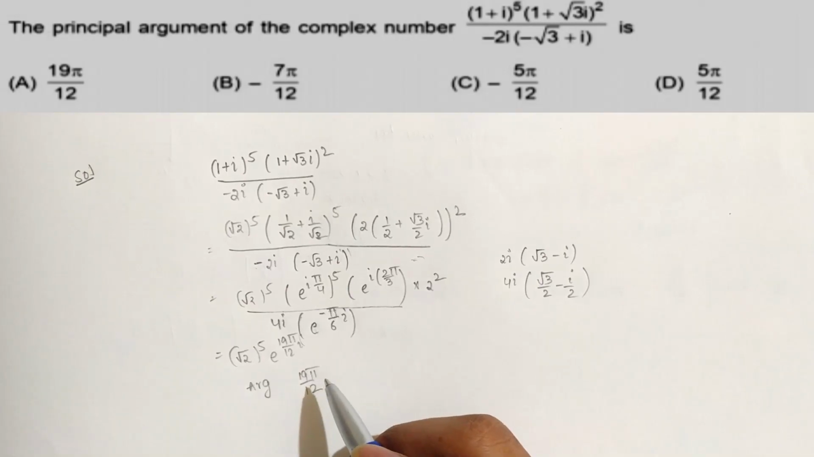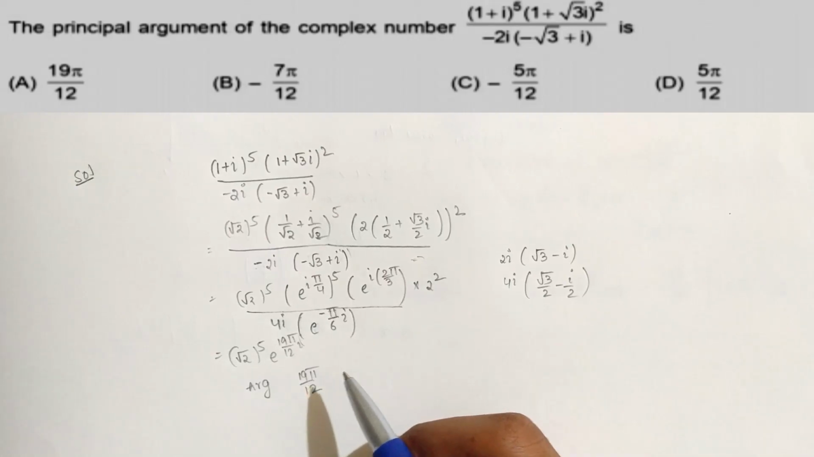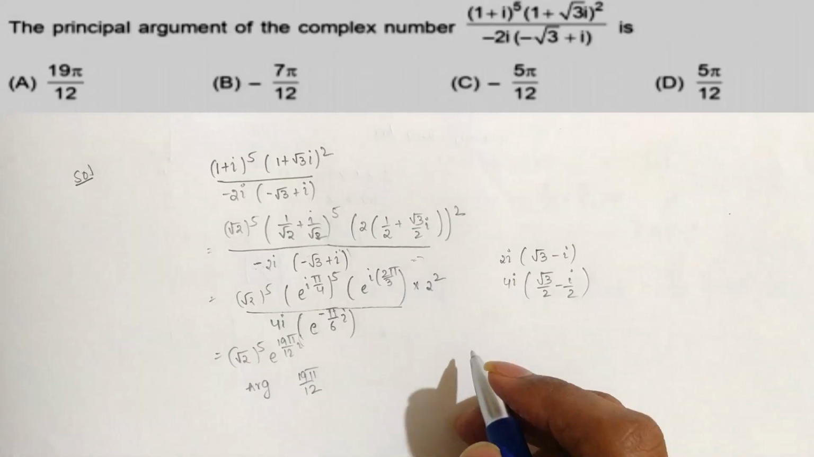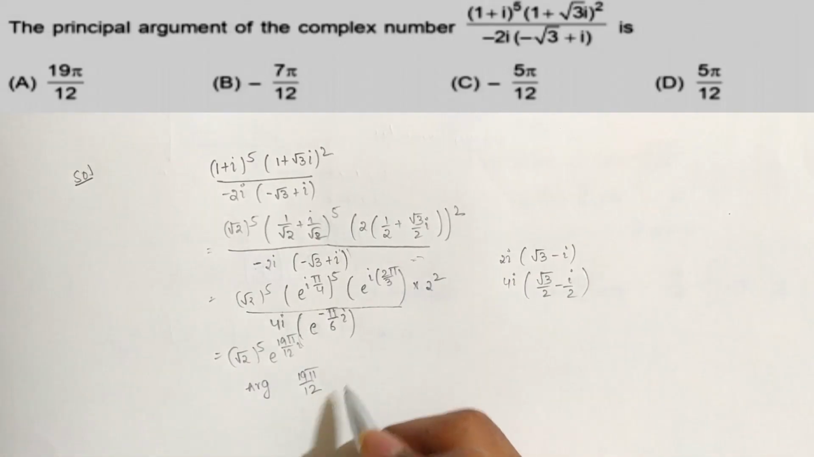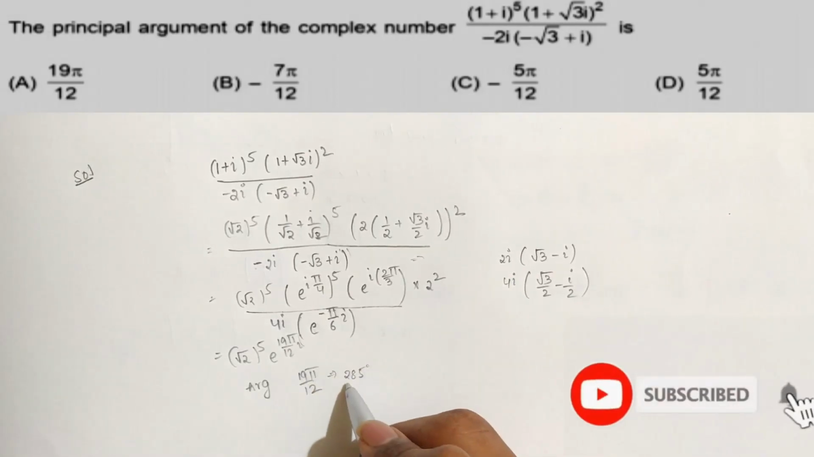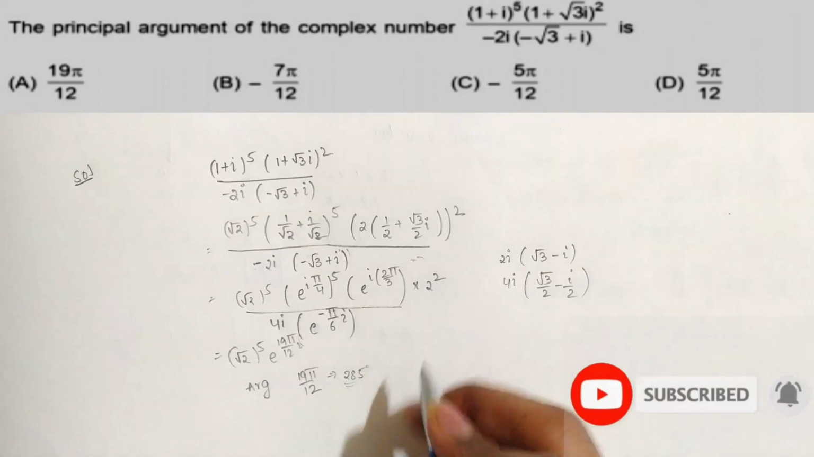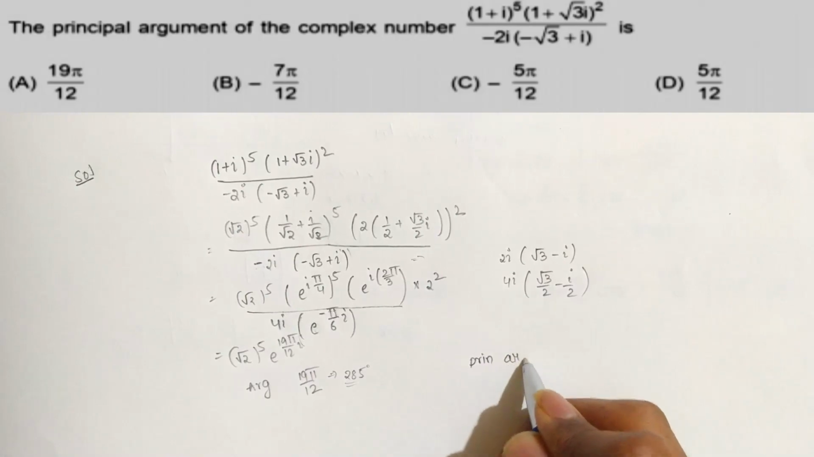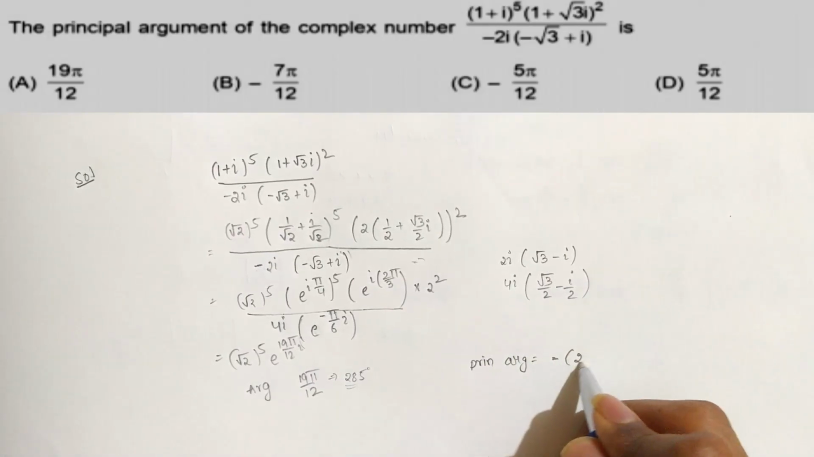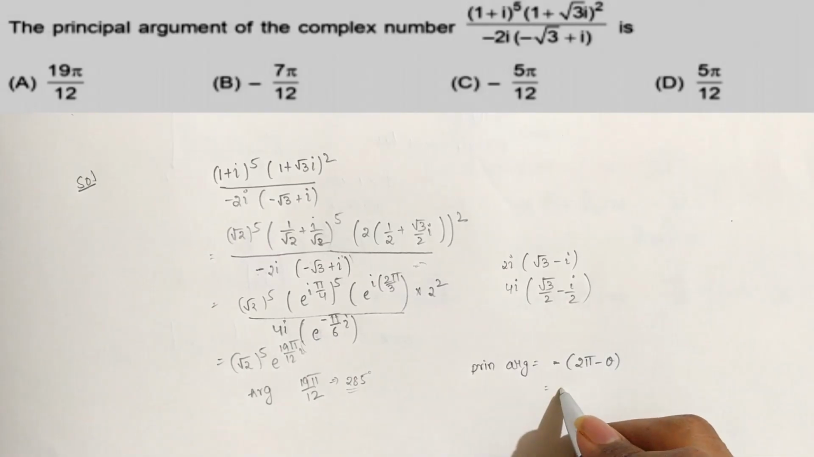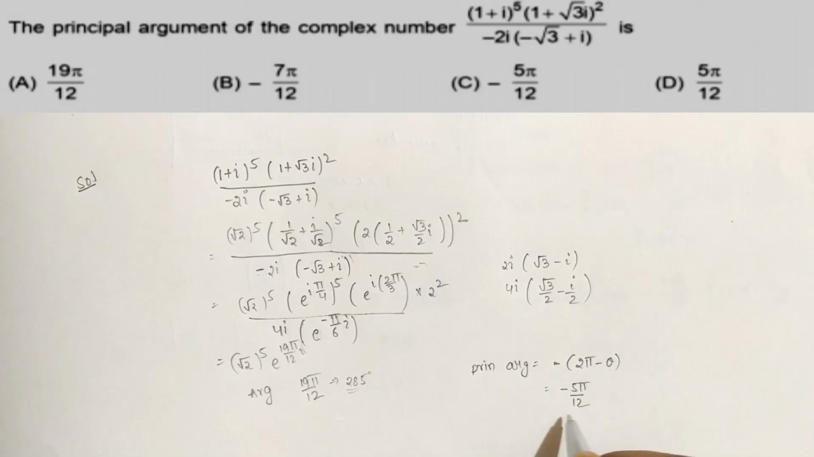Now this is not the answer. They will confuse by giving this in the first option, but we should be very careful. They asked the principal argument, so as it is 285 degrees, because 19 into 180 divided by 12 equals 285. The principal argument will be minus of (2 pi minus theta), that is equal to minus 5 pi by 12. So this is the answer.